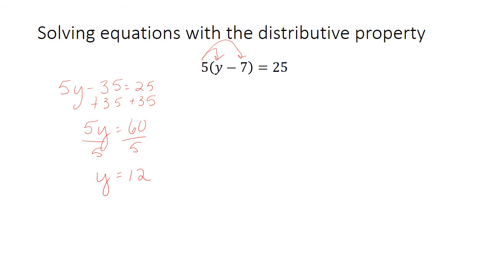The other way you could do it is you could go ahead and divide everything by 5. We can divide by 5 here and divide by 5 there, giving us y minus 7 is equal to 5. Then we add our 7, giving us y is equal to 12. You come up with the same answer. Most of the time I think this way first, but you could actually do it either way.